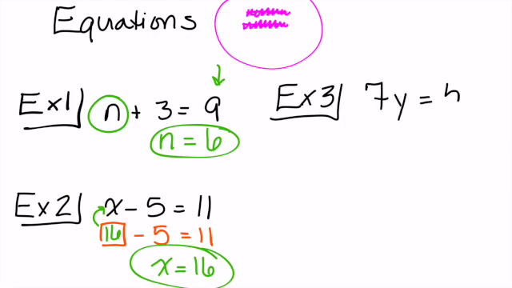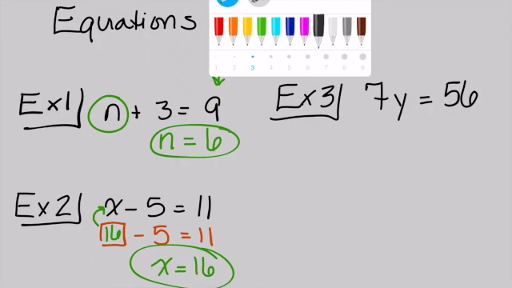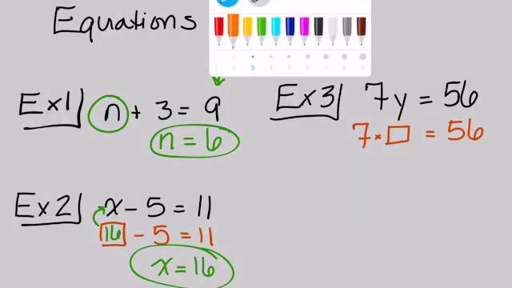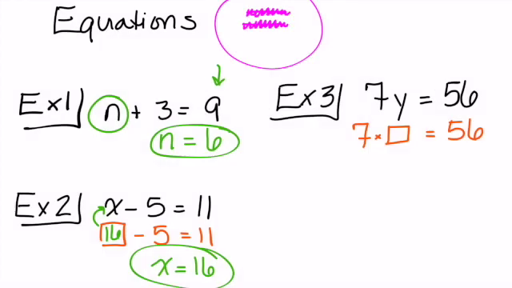7y equals 56. Now remember, 7y means 7 times y. All right, so mental math, 7 times what number equals 56? 7 times 8 equals 56. So my answer is y equals 8, because that's the number I should put where the y is, an 8. 7 times 8 equals 56.